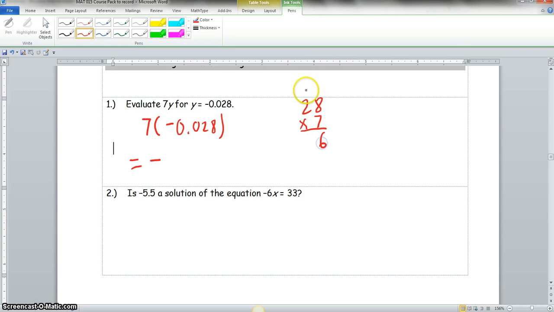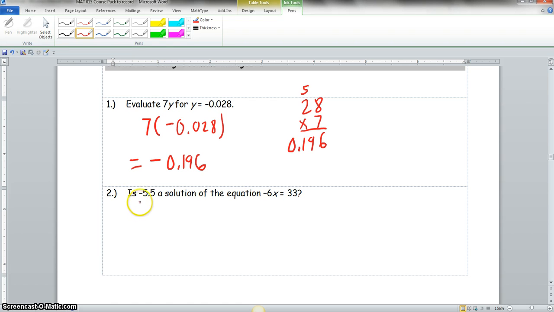7 times 8 is 56. Carry our 5. 7 times 2 is 14. Plus 5 is 19. Now we add 3 digits behind the decimal. So it'd be 0.196. But we know it has to be negative.